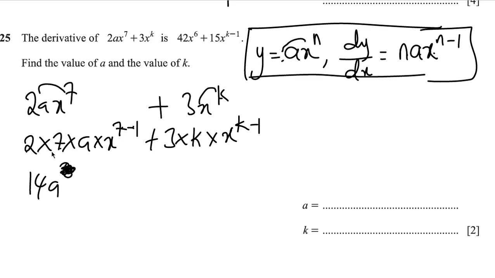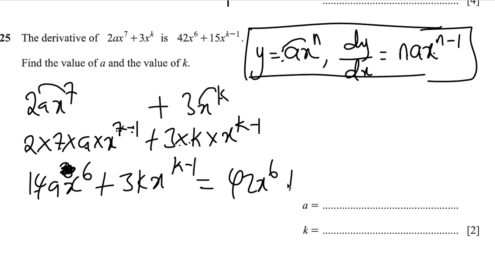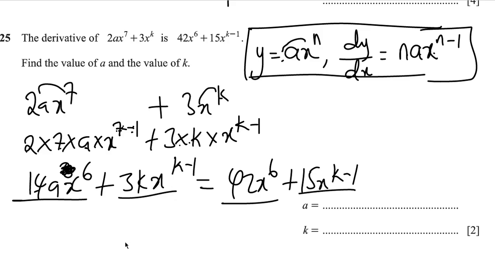Sorry. This is 2 times 7. That's 14. Then times a, then x to the 7 - 1. 7 - 1 is 6. So that's 14ax⁶ plus 3 times k, that's 3kxᵏ⁻¹, will be equal to what's given, which is 42x⁶ + 15xᵏ⁻¹. So you can then see that we could compare 14ax⁶ with 42x⁶ and 3kxᵏ⁻¹ with 15xᵏ⁻¹.